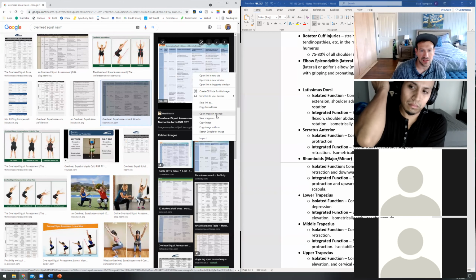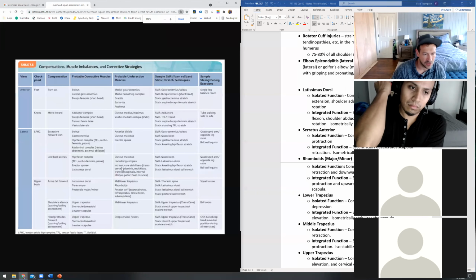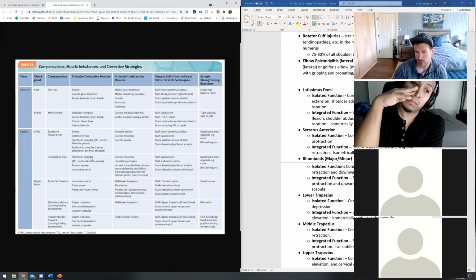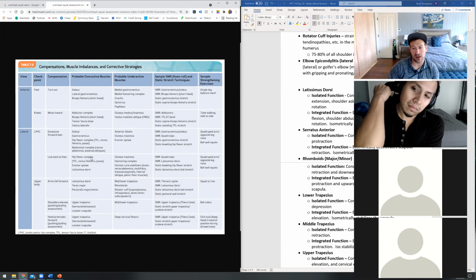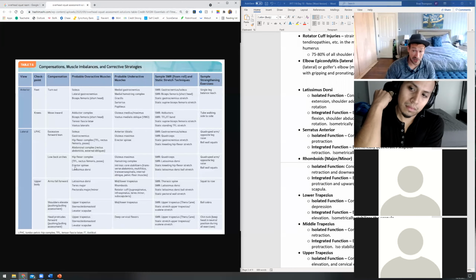If you look at these muscles, let me see if this is the high quality one. Ooh, it's not super great, but you can see low back arch, right? Remember low back arch, we talked about how that's often caused by the hip flexors, right? And so we know it's the hip flexor complex, that's your TFL, your rectus femoris, your psoas. We know it's the erector spinae because that also erects the spine, so that makes sense, right? But then we see the lats here.